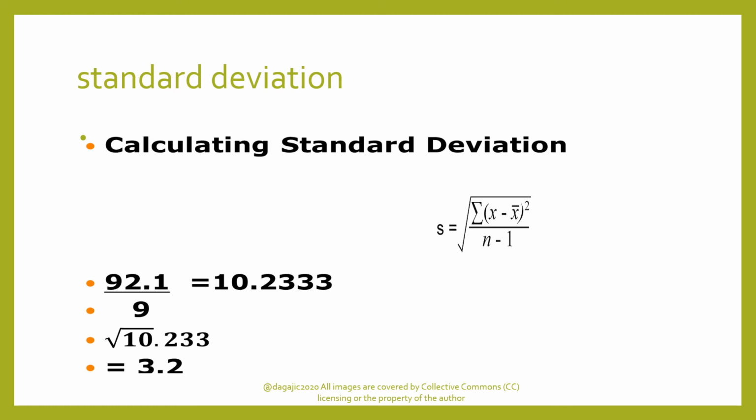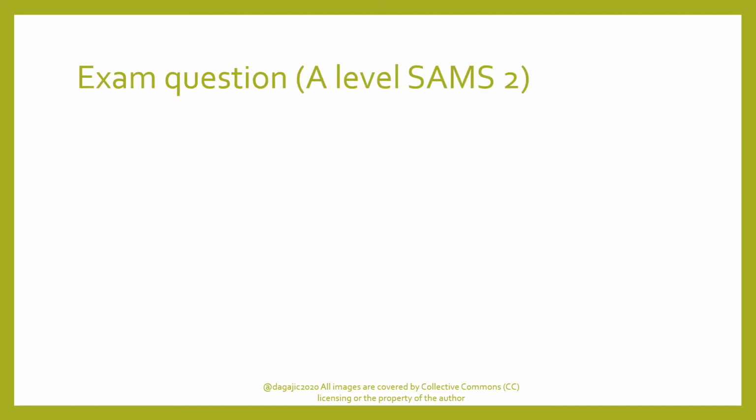A nifty trick with your smartphones is if you turn them to landscape, it turns into a scientific calculator. So all you need to do is find the square root of 10.233 and it's 3.2. So our standard deviation there is 3.2. You'd always end up with two standard deviations, obviously, to compare. We've only done one example, but you'd be doing the standard deviation for each data set so you could compare it.